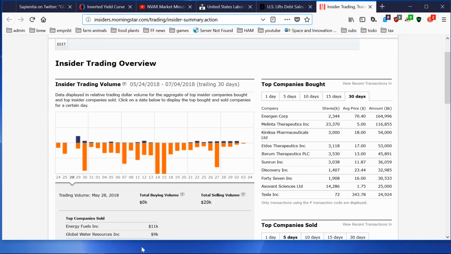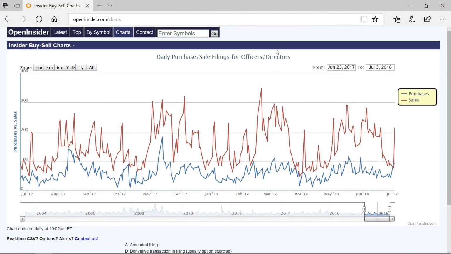So I did some research and found a longer-term indicator at openinsider.com charts and graphed it out for a much longer time frame. This is from about a year, from June 23rd, 2017 to July 3rd, 2018. You can see in that time that sales have been greater than buys. Sales are in red, purchases are in blue. So for a little over a year, insiders have been selling pretty strongly. In fact, at the end of the year, quite a bit of sales, and then it slowed down a bit. Now that we're approaching summer, it's gotten really strong again.